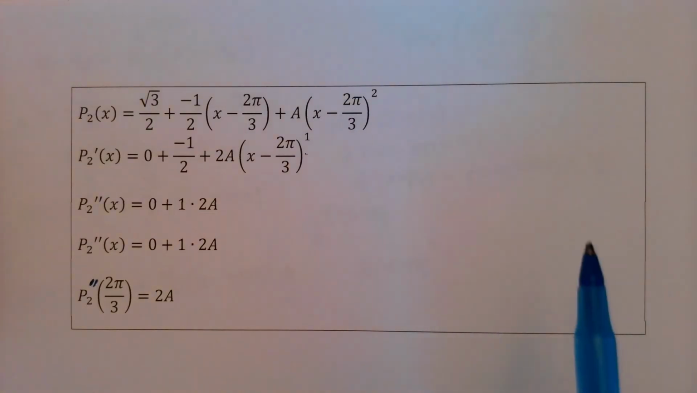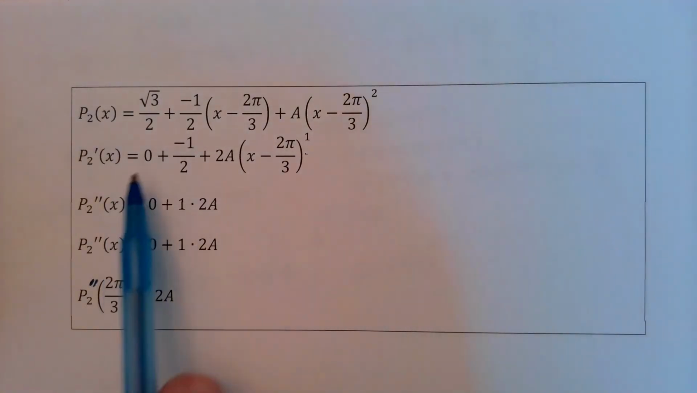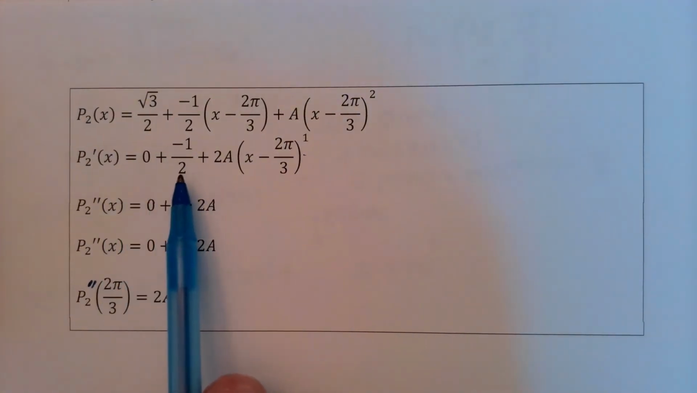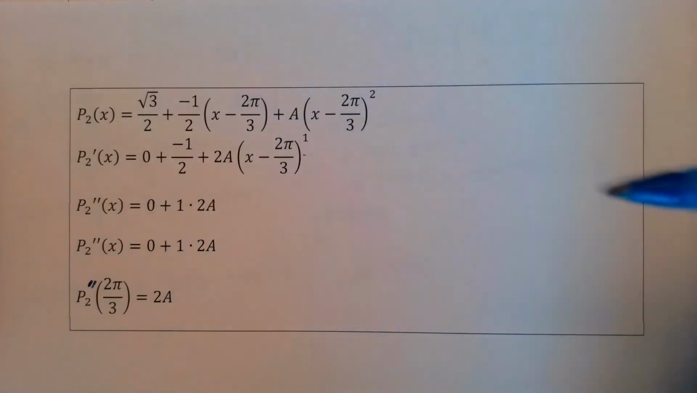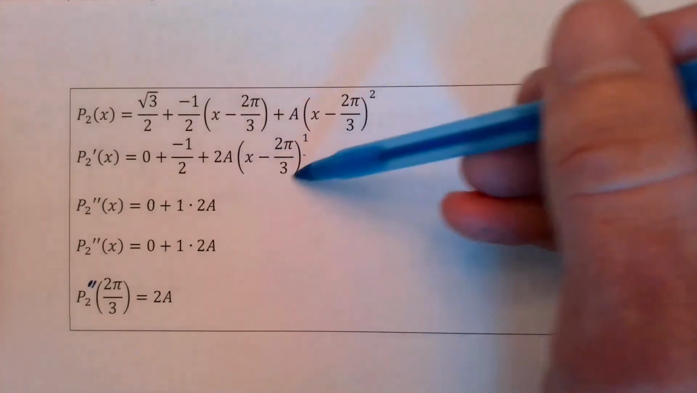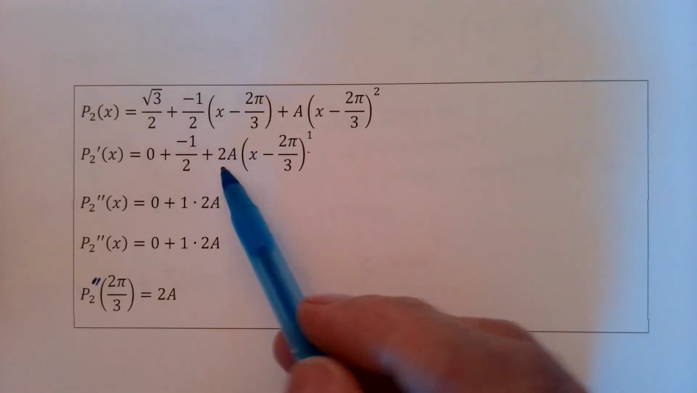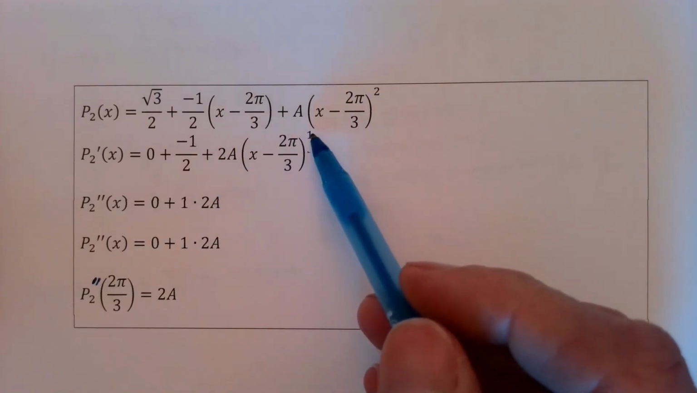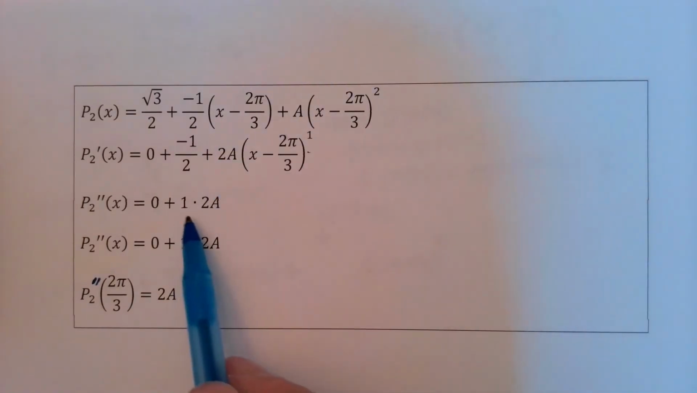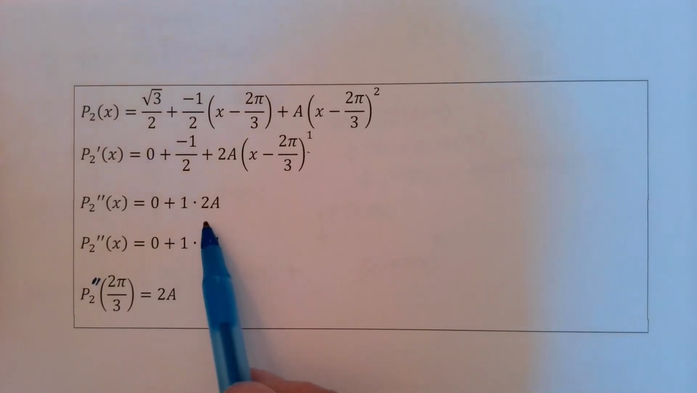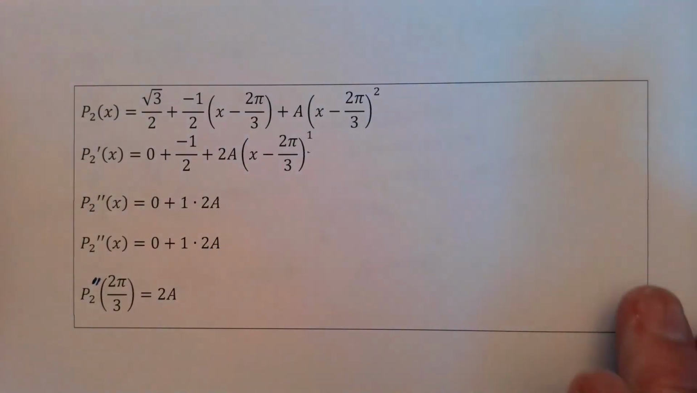Now let's take the second derivative. Well, this is gone. This is a constant. When you take the second derivative, it's gone. And when you take the derivative of this term to get from the first derivative to the second, you're going to multiply 1 times 2a and lower this to the 0 power. And you're going to end up with just 1 times 2a, which is a constant. So a couple important ideas here.